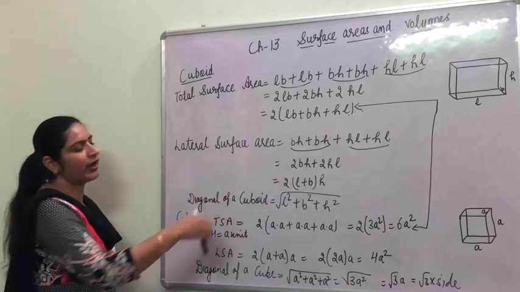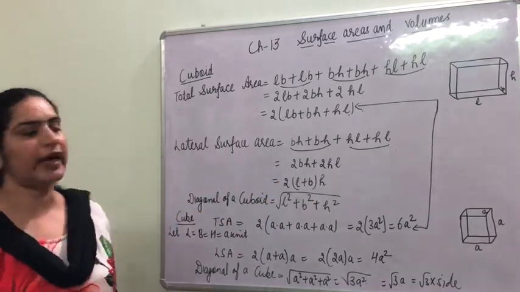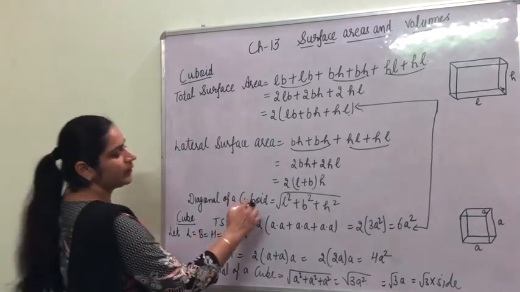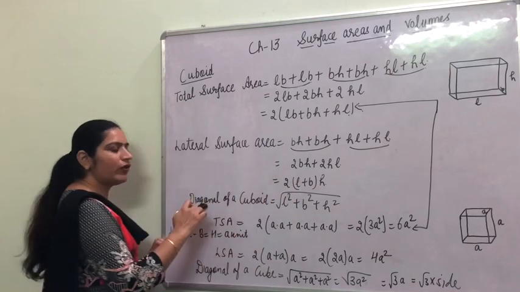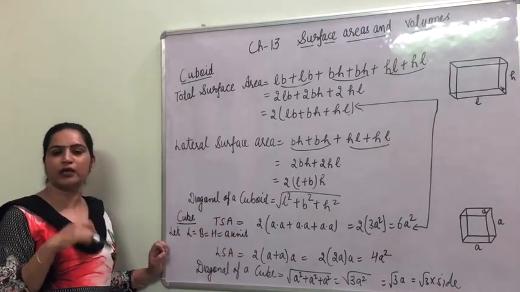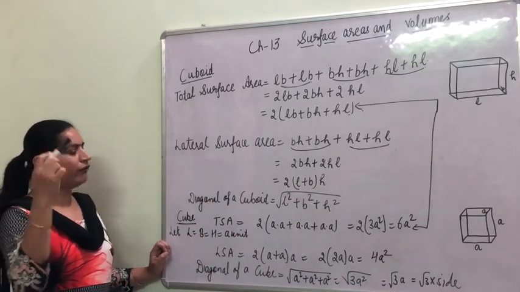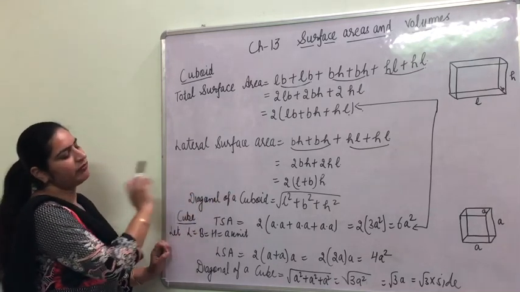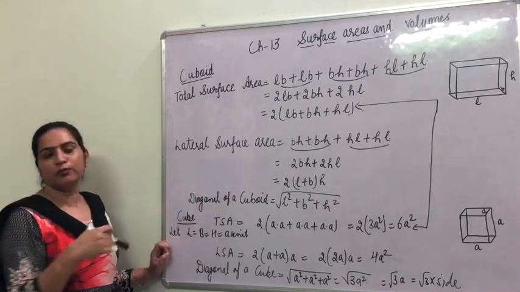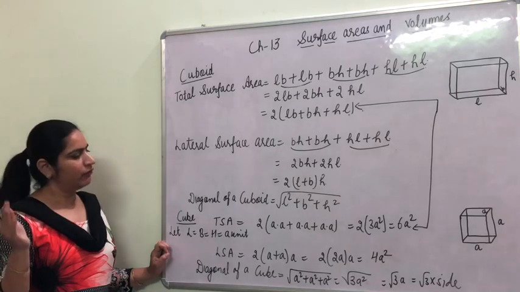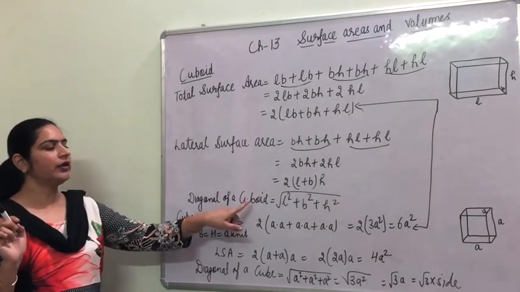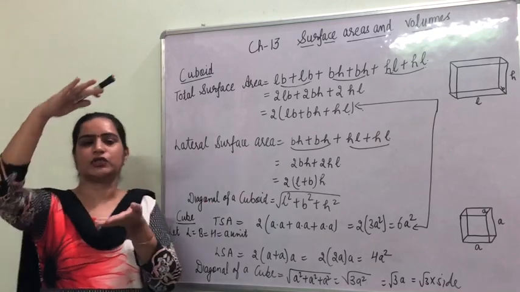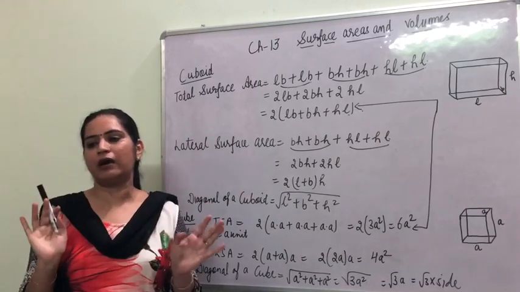If we have to find the diagonal of the cuboid, it is the square root of L square plus B square plus H square. And how can we find the diagonal? When we join the opposite vertices of a cuboid, we can easily find the diagonal. In a cuboid there are 4 diagonals which are equal in length. One more thing I want to tell you about the cuboid: in a cuboid there are faces which are equal as well as parallel.